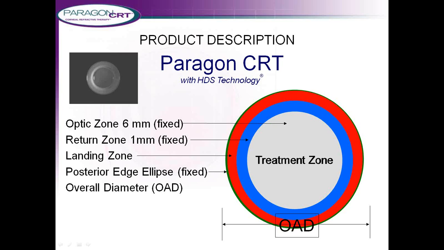The last parameter on the periphery of the lens is what we call the landing zone. The most often used diameter is 10.5 millimeters. The only parameter that changes if a larger or smaller diameter is called for is the width of the landing zone. The treatment zone does not change with diameter alterations.